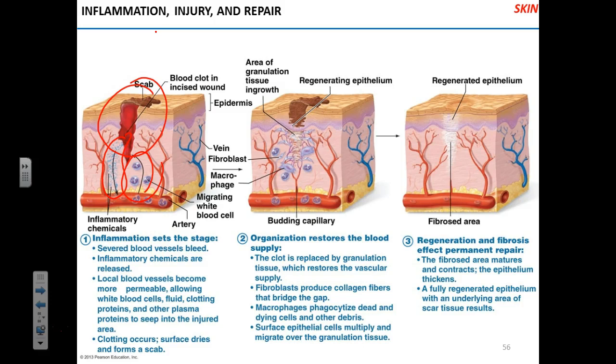Why increased blood flow? To deliver what? Which contains which cells? White blood cells, yes. Now, think about this. We've got what? Plasma going into the tissue. What does it create?